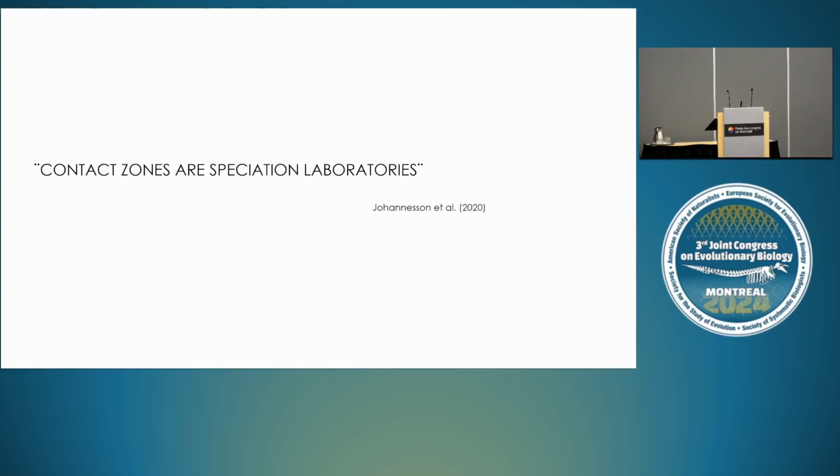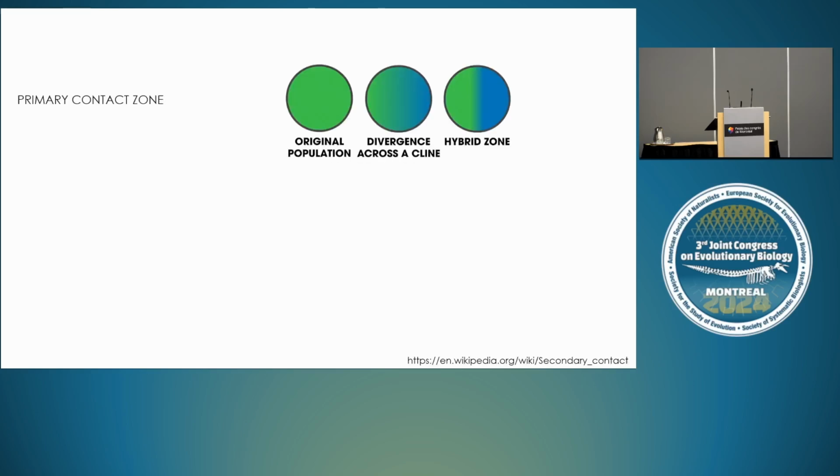Contact zones are speciation laboratories, and they can arise by basically two mechanisms, in a very simple way. By primary contact zone, when we have an original ancestral population that is experiencing an environmental gradient, okay? And what we expect is to get local adaptation to that environmental gradient, but we're going to get a hybrid zone between the individuals that are adapting to one side of the gradient and individuals that are adapting to the other side of the gradient.